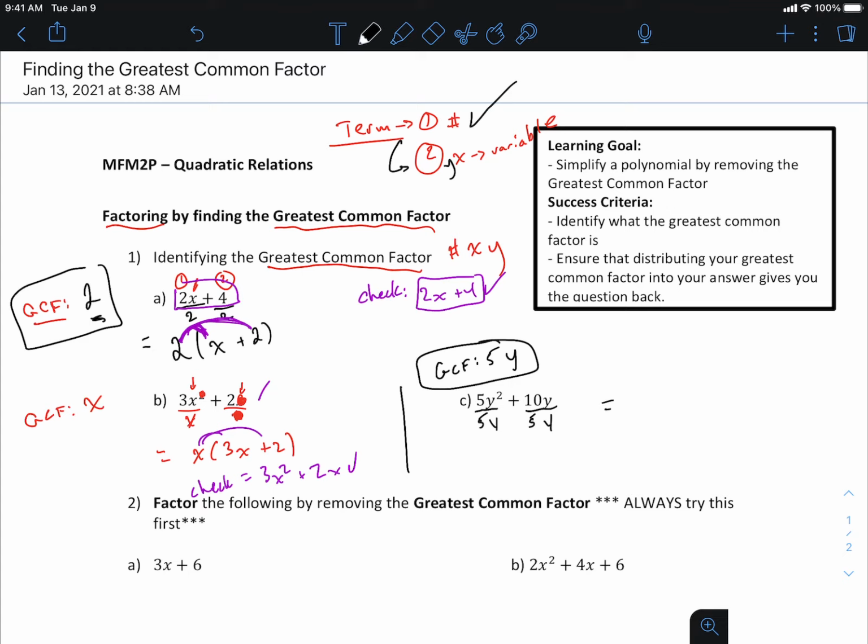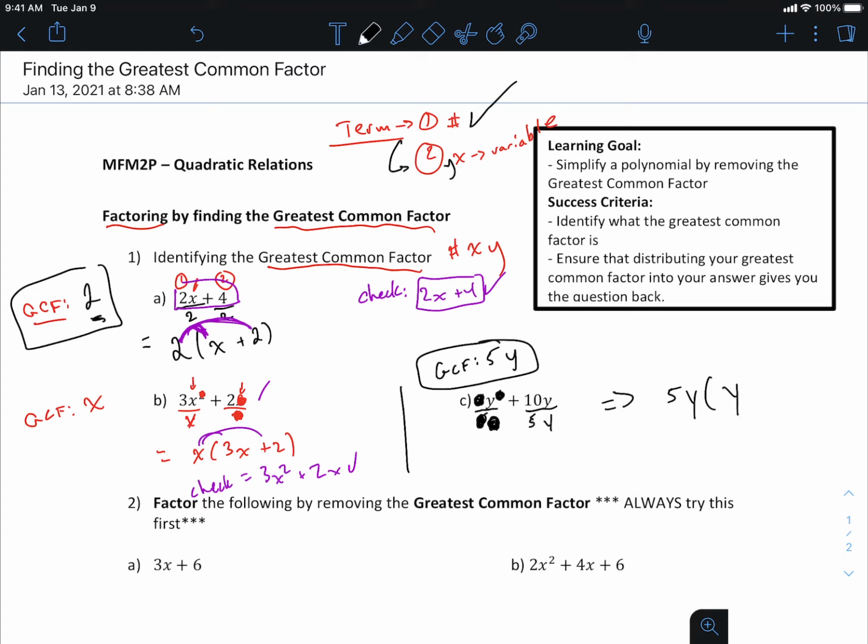Well, if you're going to rewrite this now, you're going to write your greatest common factor out front, 5y, and then you're going to tell me what's left on the inside after you remove it. What's left? Well, 5y squared divided by 5y. The 5 cancels with the 5. One y cancels with one of the y's in the numerator. Right? So I'm just left with a y from the first piece.